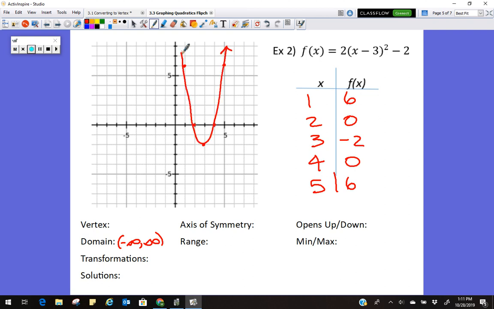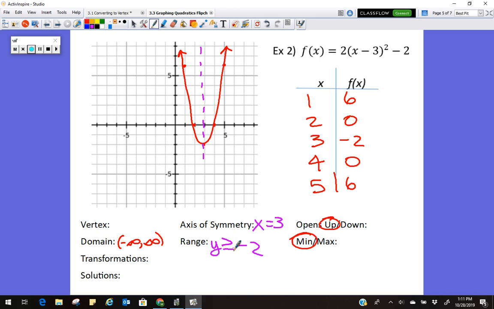It opens up. It has a minimum. Axis of symmetry: remember, the axis of symmetry goes through the vertex, so it's x equals, the x value is 3. The range has to do with the y value of the vertex, so it's y and negative 2. And the numbers are going up, so again that's going to be greater than or equal to.